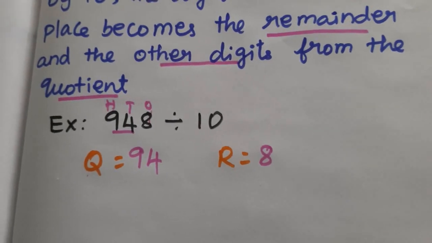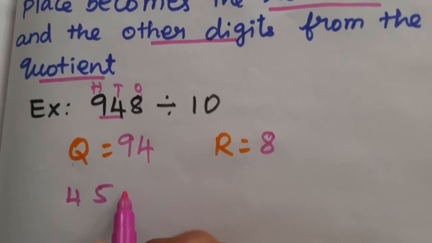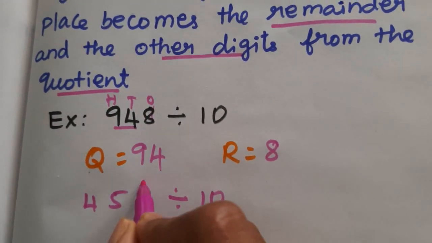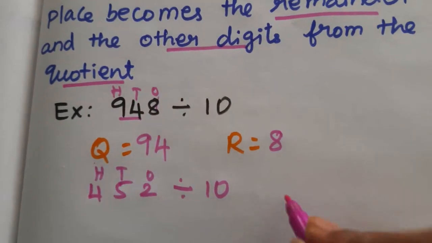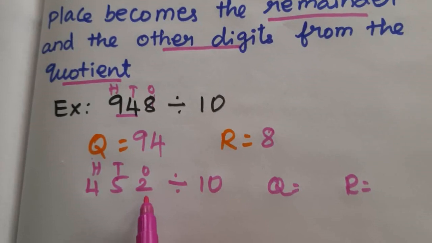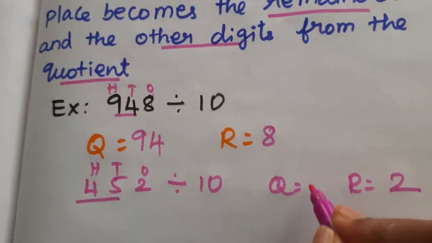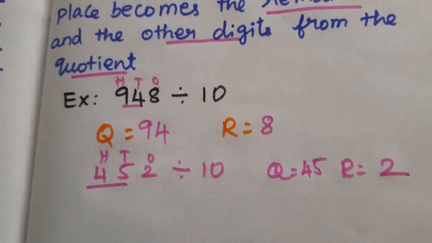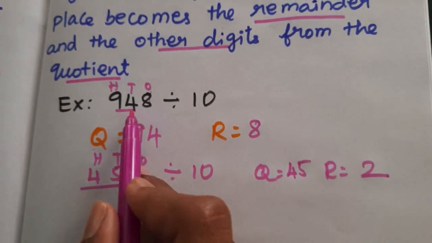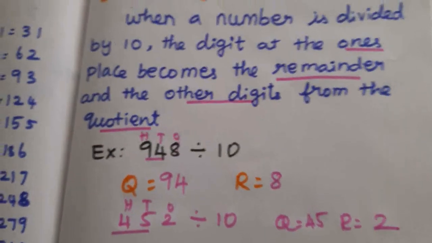Okay, division by 10. Now we see one more example. 4, 5, 2 divided by 10. First you have to write the places. So quotient, remainder. Whatever number is in the ones place, keep it as a remainder. The remaining places you keep as a quotient. Okay, now you understood. So the ones place number is a remainder and the remaining places are the quotient. Okay, you have any doubts?